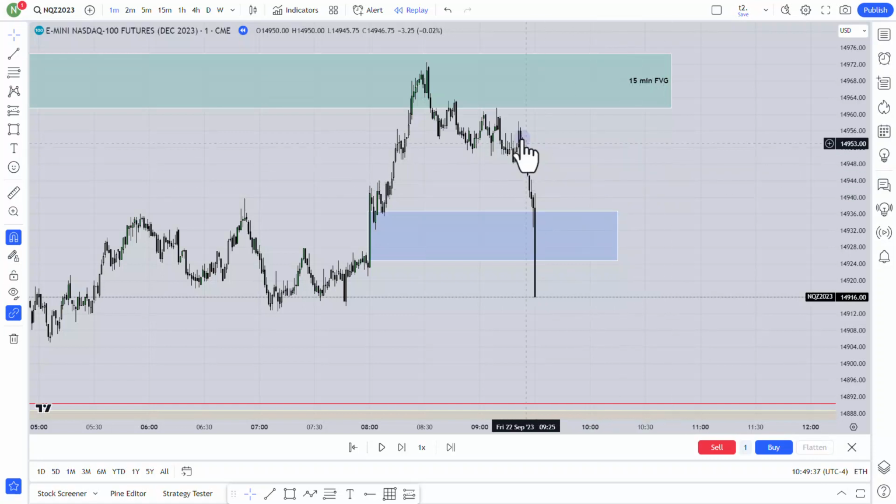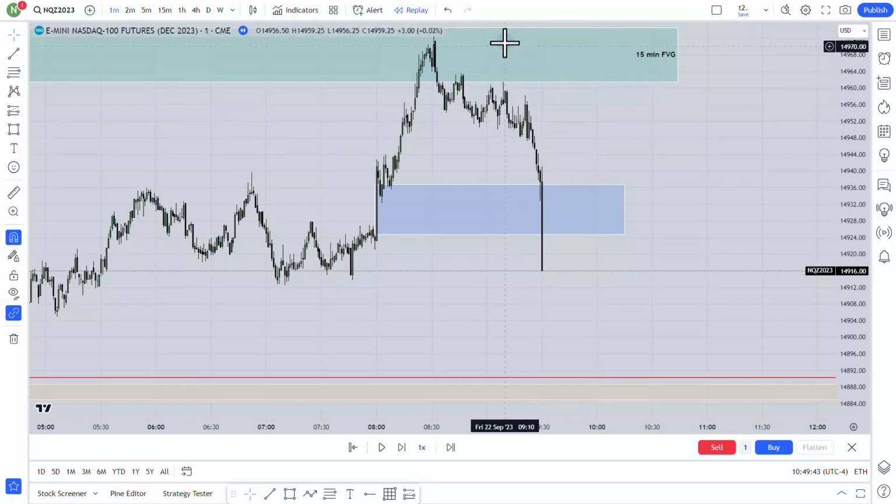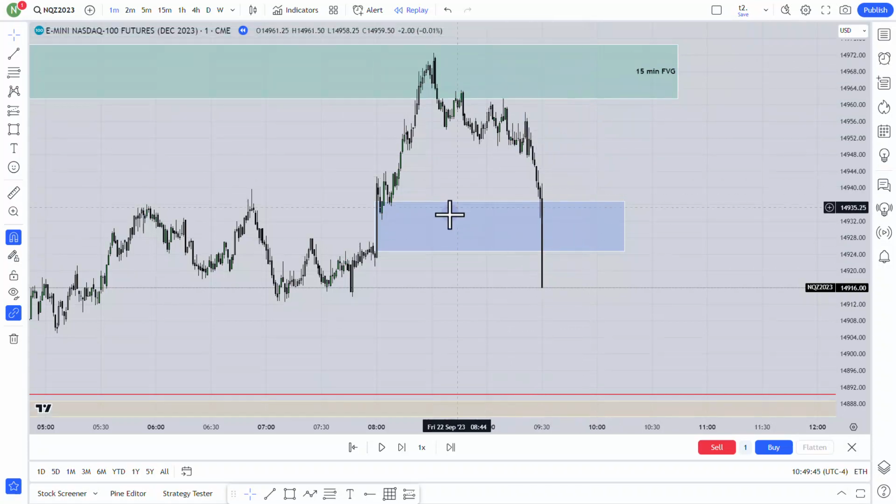So if you see, price actually traded into this 15-minute fair value gap and it failed to go higher. Instead of going higher, it came lower. So this fair value gap is the lowest point where price can come and then retrace, but it didn't do it. This is a very clean run. You see, very energetic run.